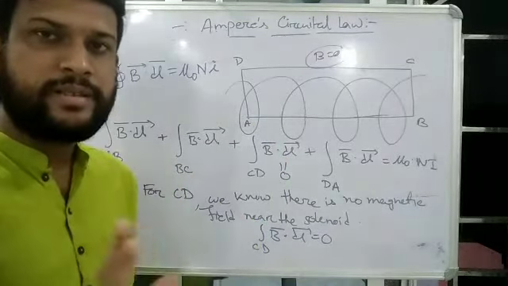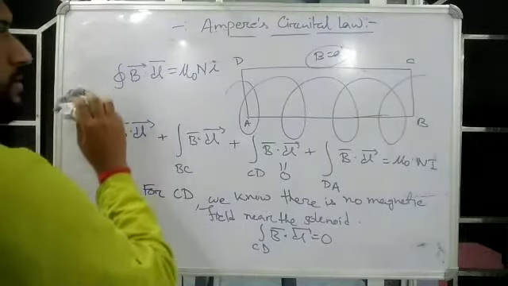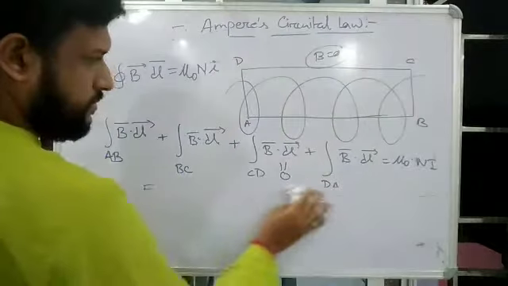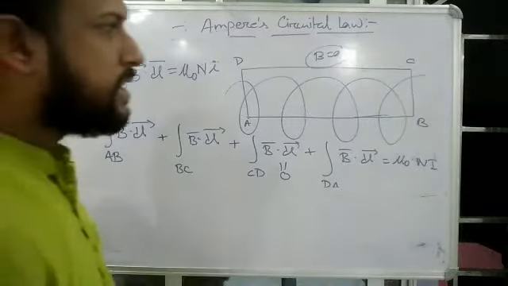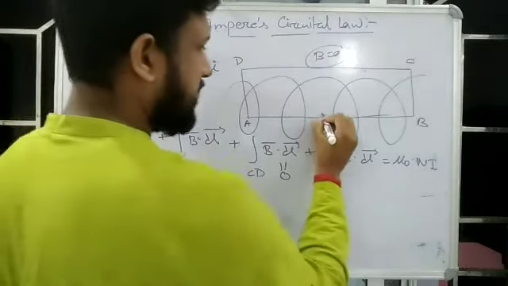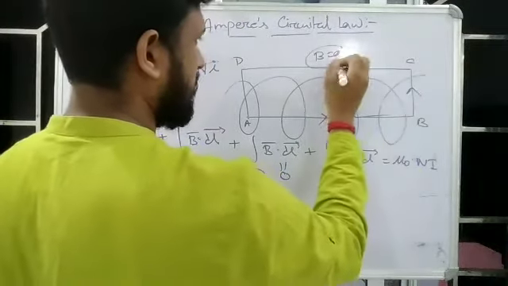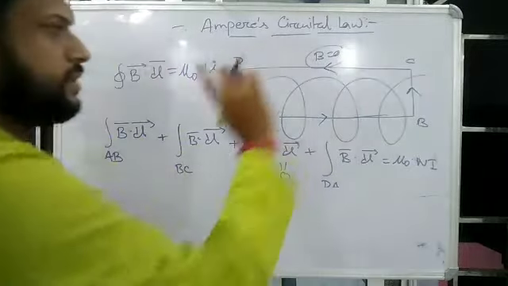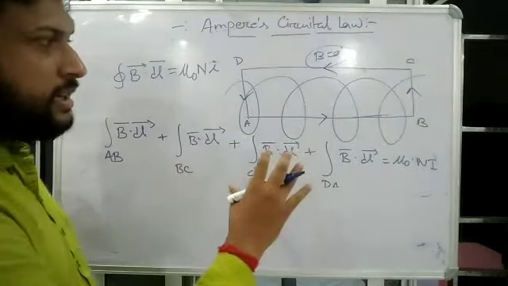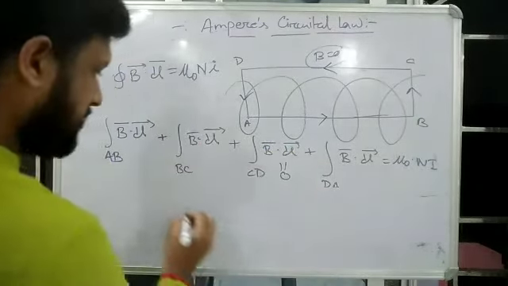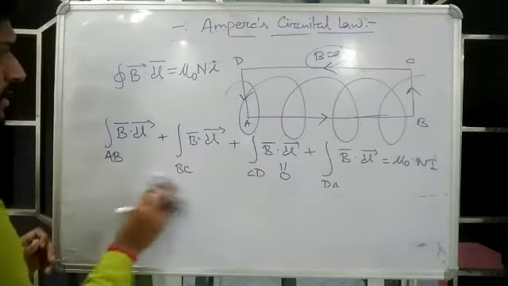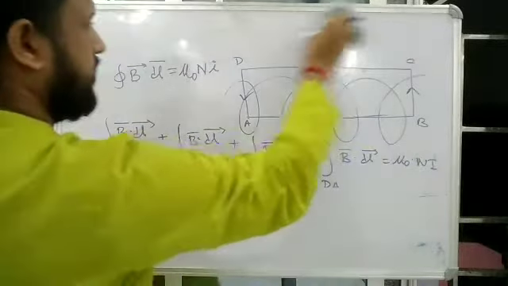Now 3 parts remain. Okay. Now look at the parts BC and DA, right? Whenever you are taking a closed path, the closed path has a direction, no? The closed path is also having a direction. So the direction of dl, I am writing it up here, right?